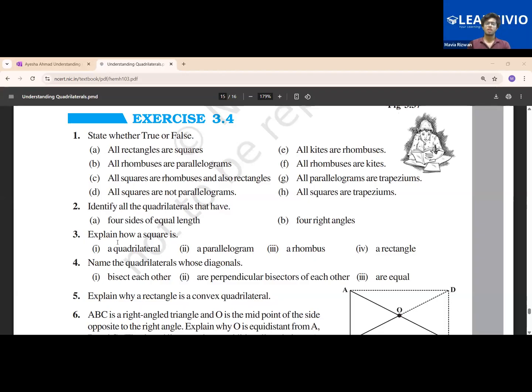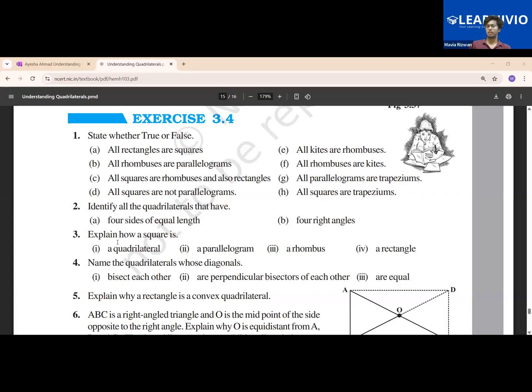Yes, Aisha. Now, explain how a square is a parallelogram. Tell me. Because all sides are equal. Parallelogram, yes. So you can say that in a square, opposite sides are equal and parallel, so it is a parallelogram. Okay.